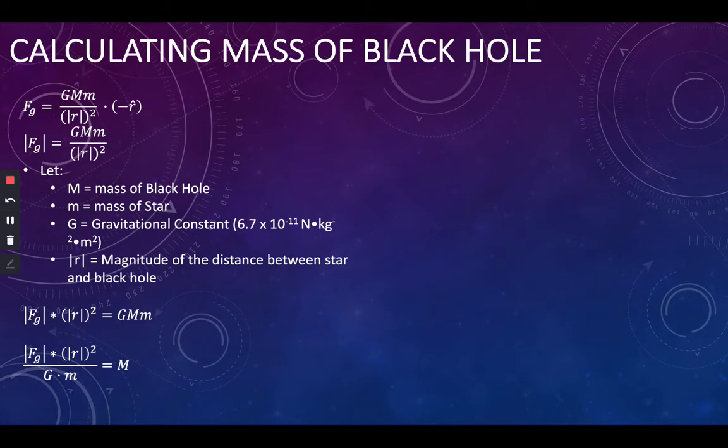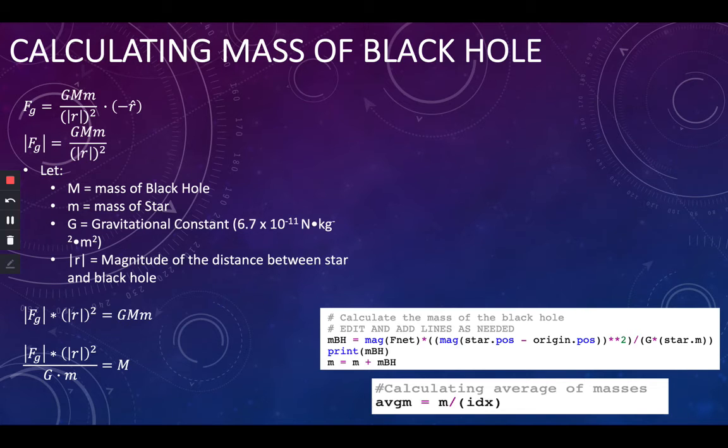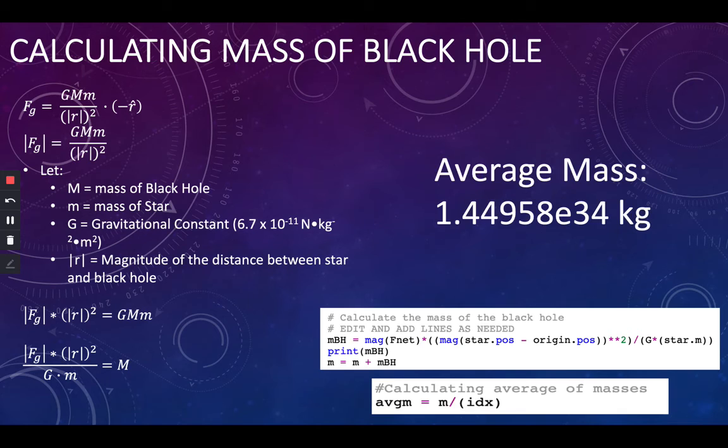Since we're solving for the mass of the black hole, we first have to isolate the mass of the black hole from the equation. The steps are shown on the slide. Using the formula, we calculate the mass of the black hole at each iteration. Given that the force changes throughout the loop, the mass being dependent on force also changes slightly. Therefore, we sum up the masses calculated at each iteration and then divide it by the number of iterations after the while loop is ended to solve for the average mass of the black hole. The average mass we finally get is 1.44958 times 10 to the power of 34 kg.